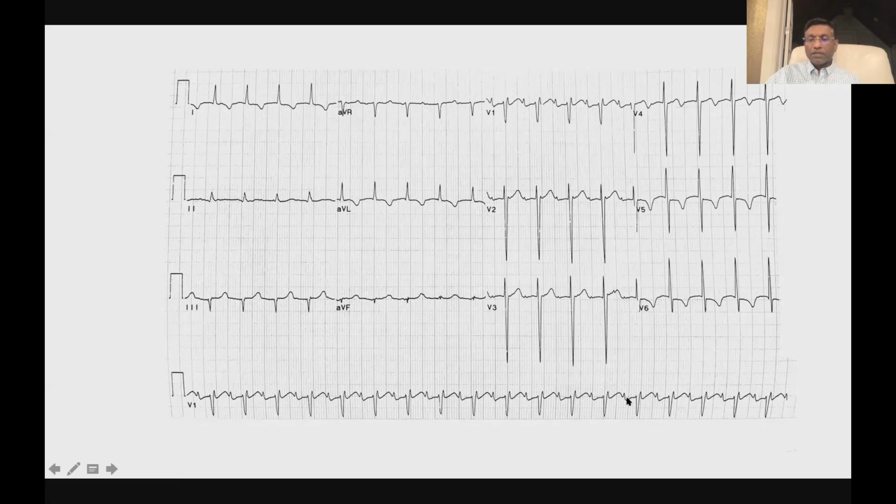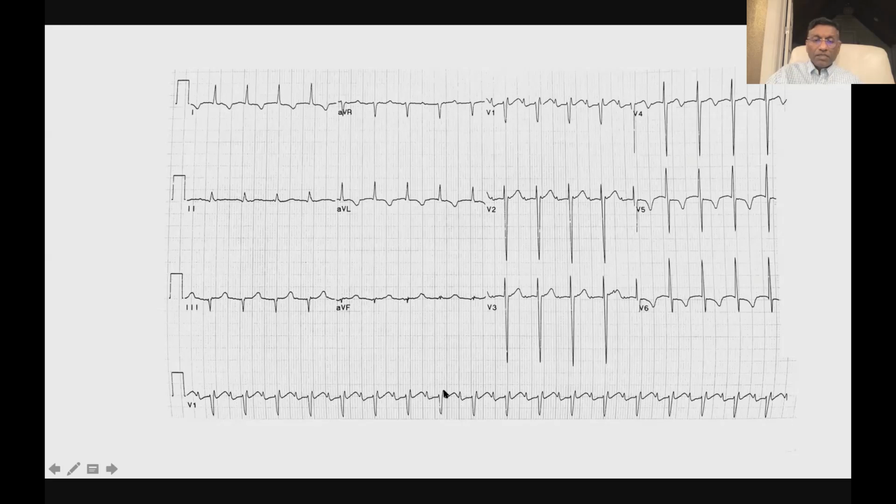So if you look here carefully, and you'll need calipers for this, don't you think this is a little odd? It's a bit of a long PR interval here, and then you've got something going on over here. Is this part of the QRS complex, or is it just another P wave hiding in there? What is the best way to tell?